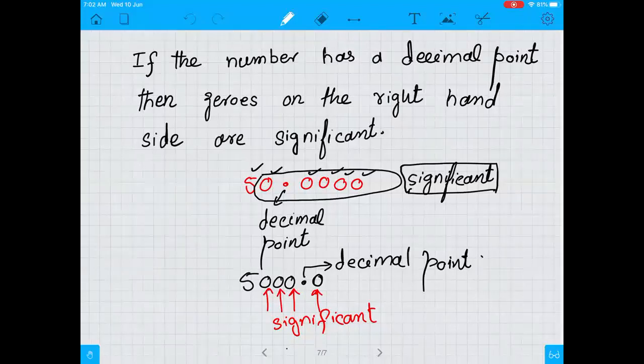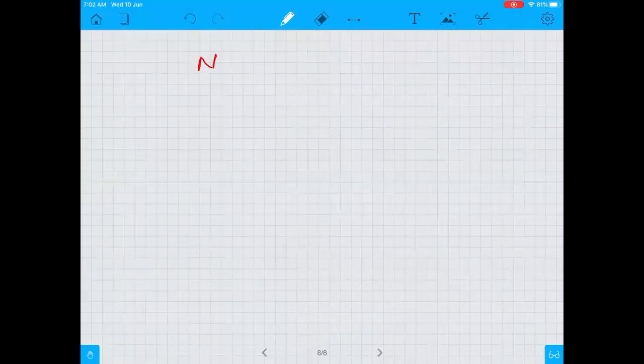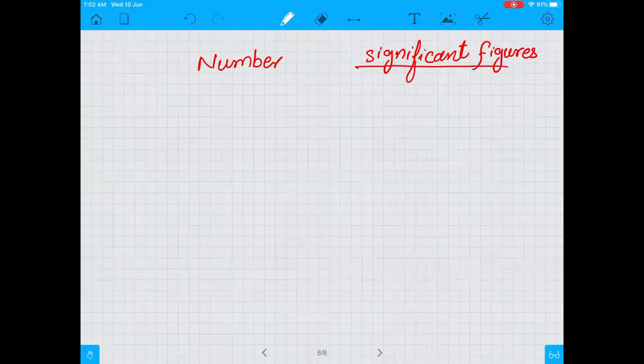Now let's revise the rules in one go. You have to tell the significant figures of a number. Now let's start. Just for example, if you have a number 0.000125. The digits which are significant should be ticked, and the digits which are insignificant should be crossed. Non-zero digits are always significant, and zeros on the left side of a number are insignificant.